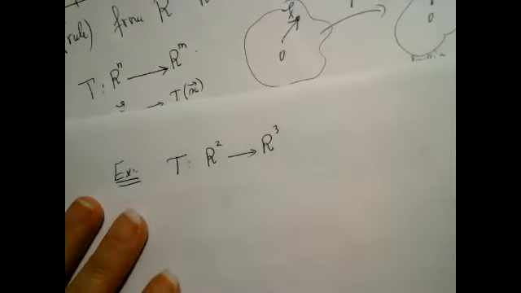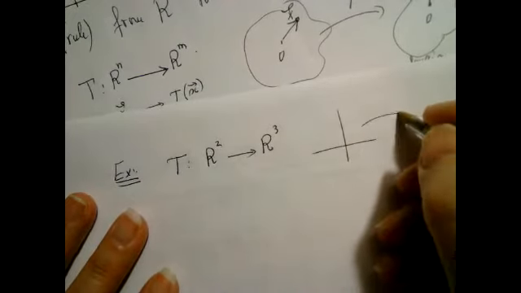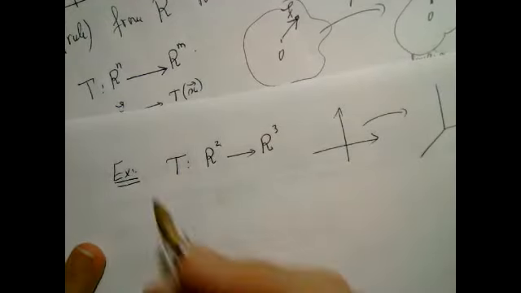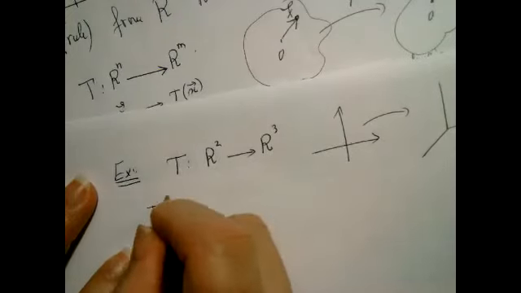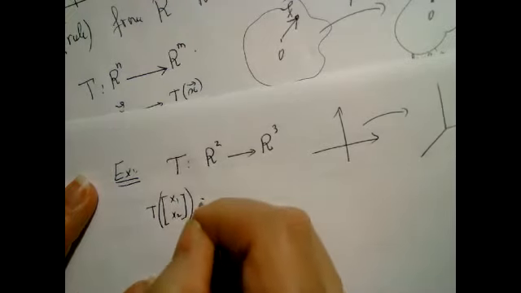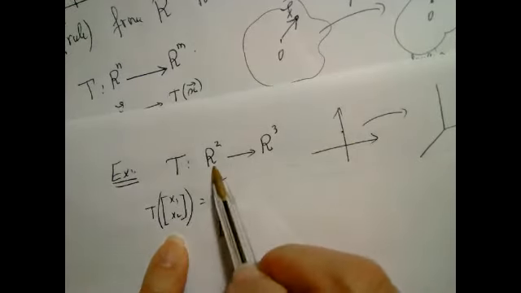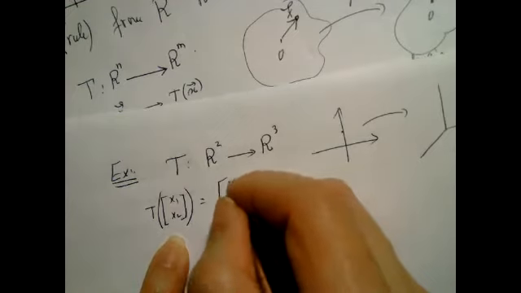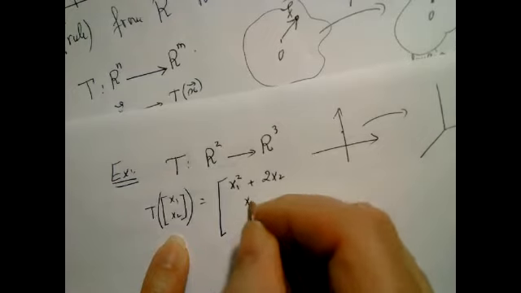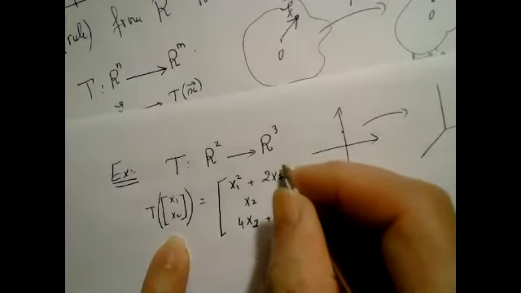So suppose T is from R2 to R3. So this is my domain. I'm taking a vector in here and mapping it to a vector in R3. Now what's the rule here? T takes x1, x2 to the following. Since I went from R2 to R3, I have to take a vector in R2 to a vector in R3. So I need 3 things here, so I'm going to write them: x1 squared plus 2 x2, x2, and 4 x2 plus 6.